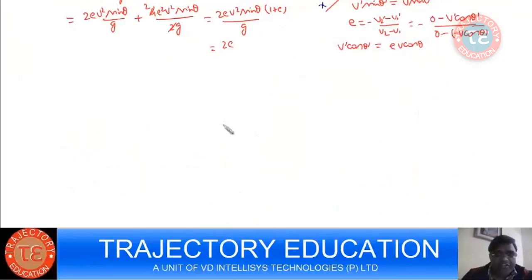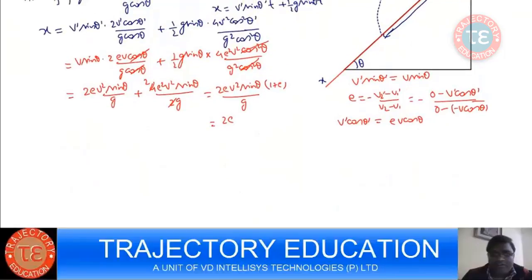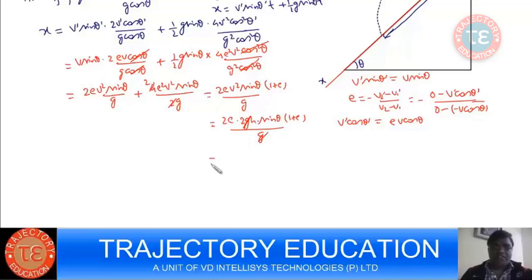And your V² is how much? V² is 2gh. So 2gh sinθ into 1 plus e upon g. So g and g will cancel out. What do I get? 2e into 1 plus e, h sinθ, in case of elastic collision.